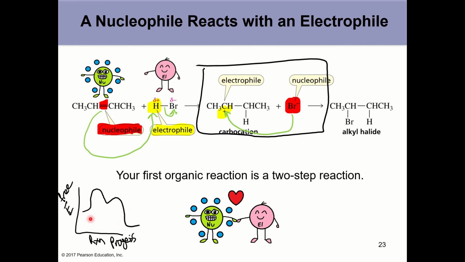We start with reactants and we end with products. The overall change in energy goes from a high delta G to a low delta G, having a negative change. That indicates that this is an exothermic reaction.